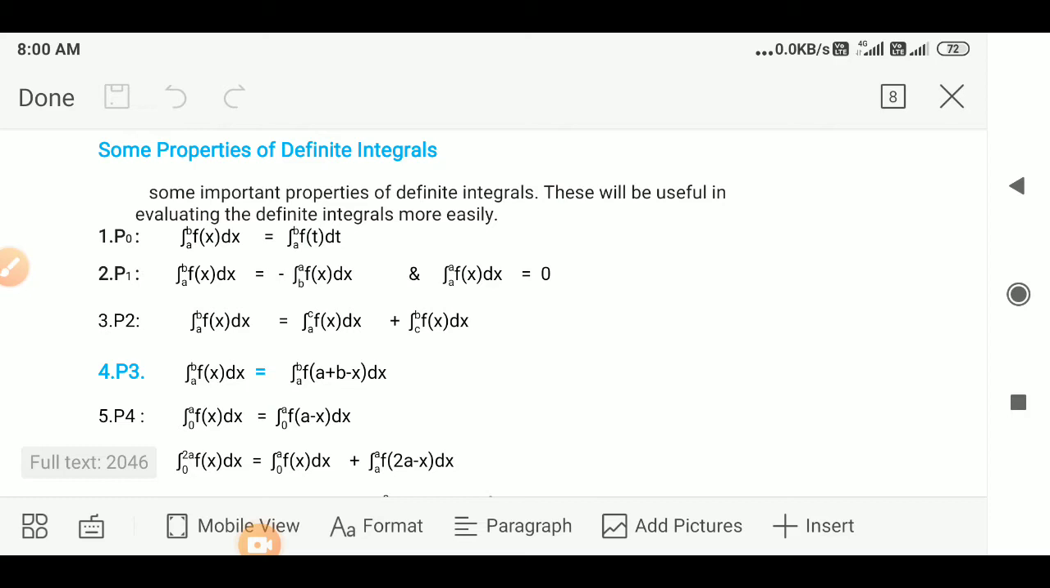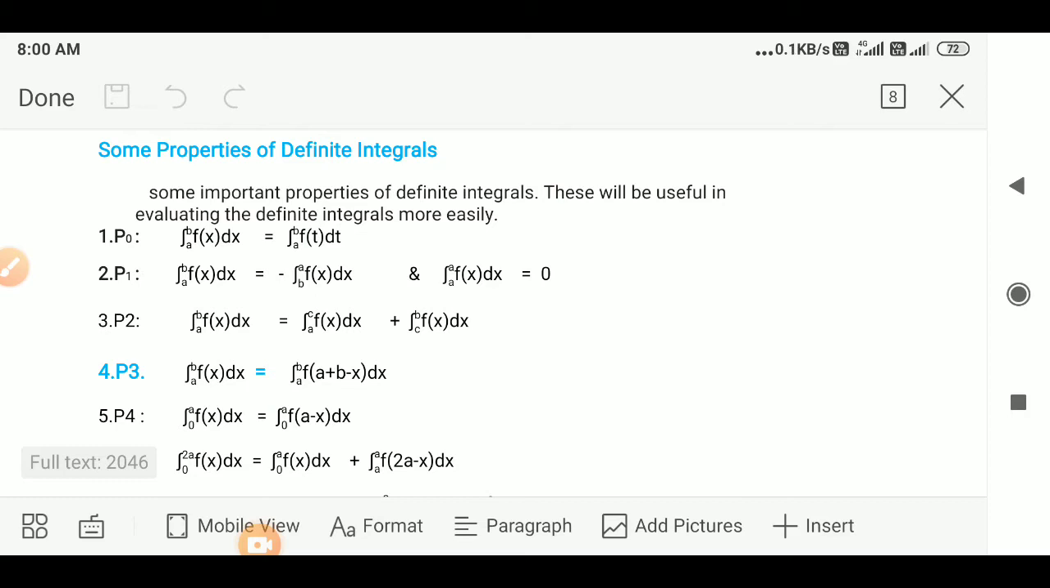Now property number 4, integral a to b f(x) dx is equal to integral a to b f(a plus b minus x) dx. This will give you the same result. Integral a to b f(x) dx is equal to integral a to b f of the sum of limits minus x dx.